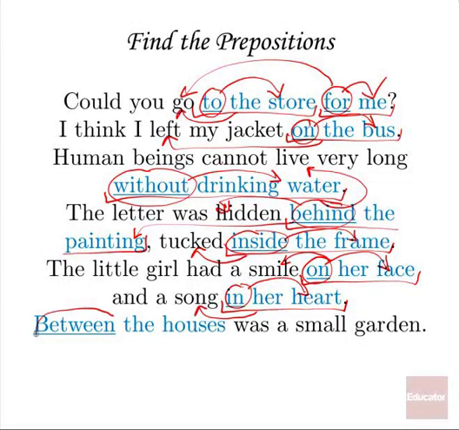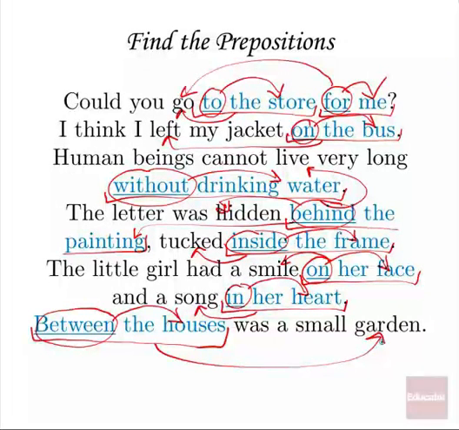And finally, between the houses was a small garden. In this case, it's a subject complement, modifying garden. Where was the garden? Between the houses.